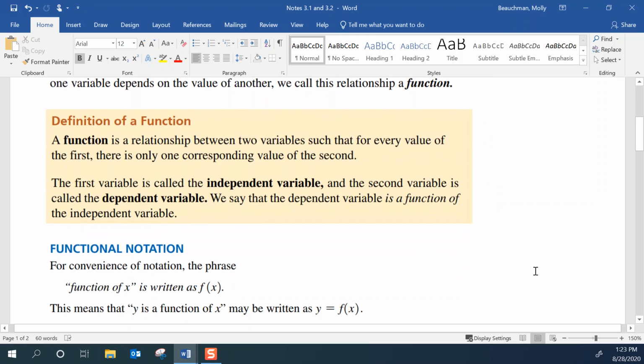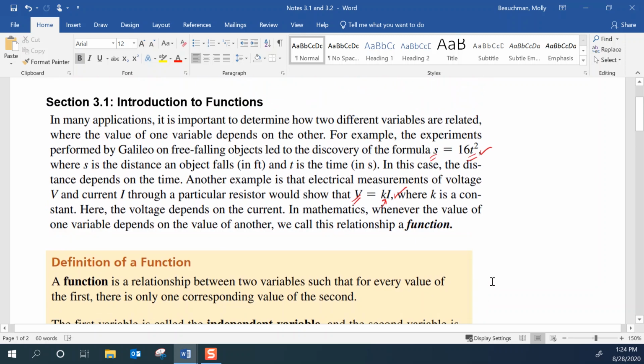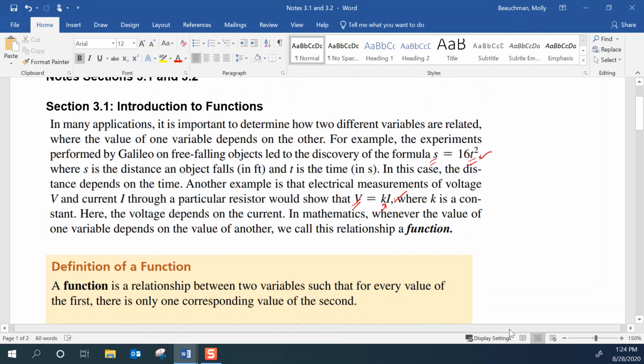So, definition: a function is a relationship between two variables such that for every value of the first, there is only one corresponding value of the second. The first variable is called the independent variable, and the second is called the dependent variable. We say that the dependent variable is a function of the independent. So up here, the independent variable would be t, the dependent variable would be S. In this example, I is the independent variable, V is the dependent.